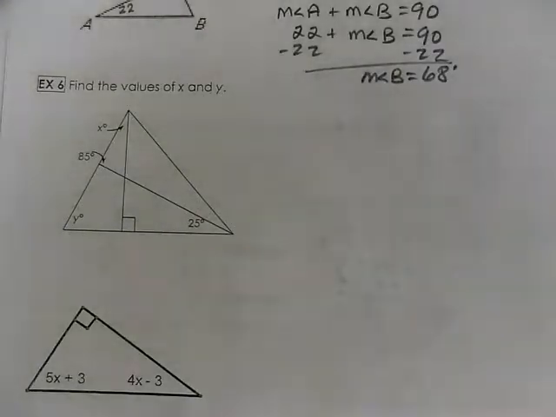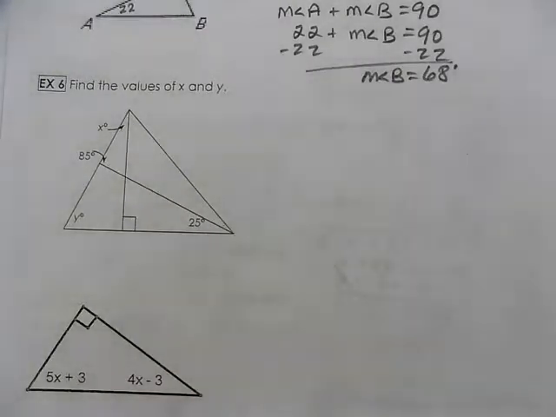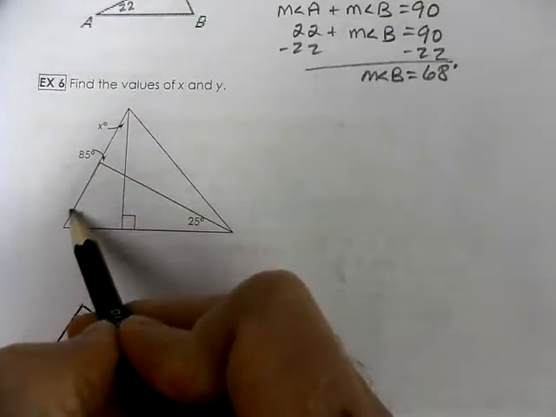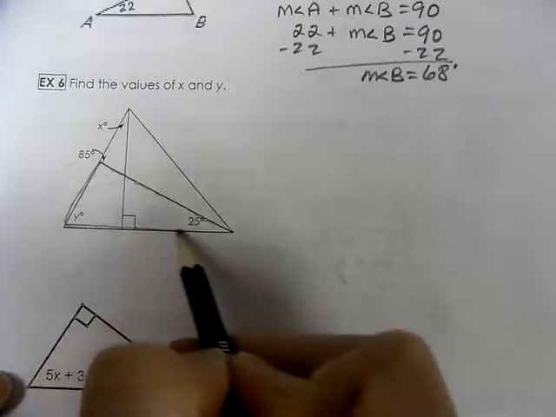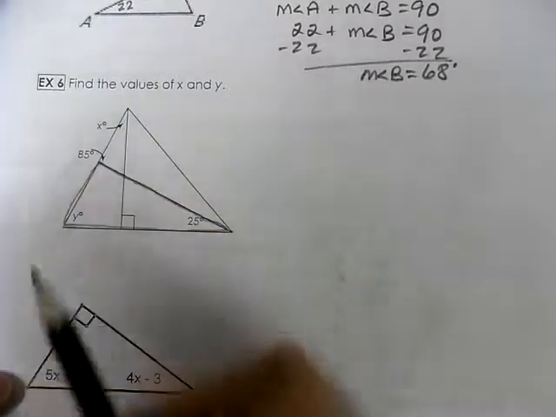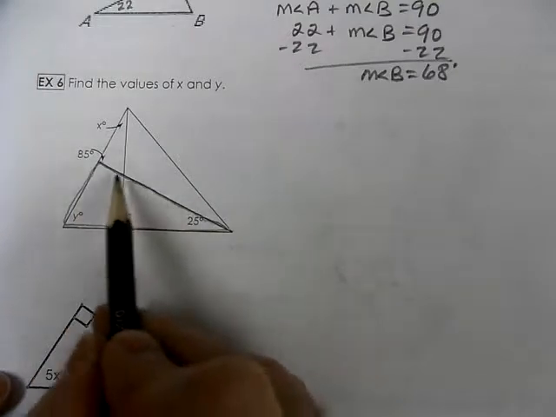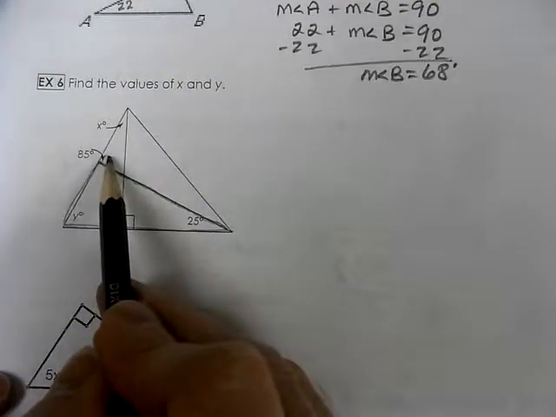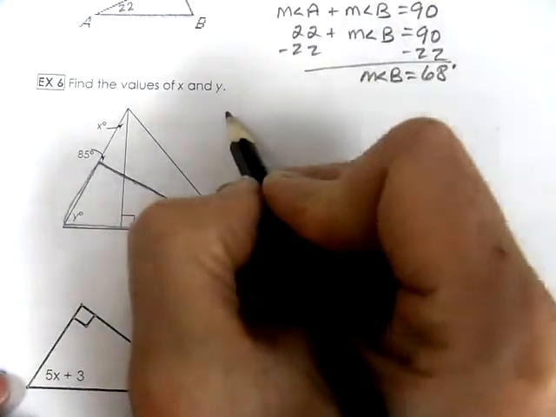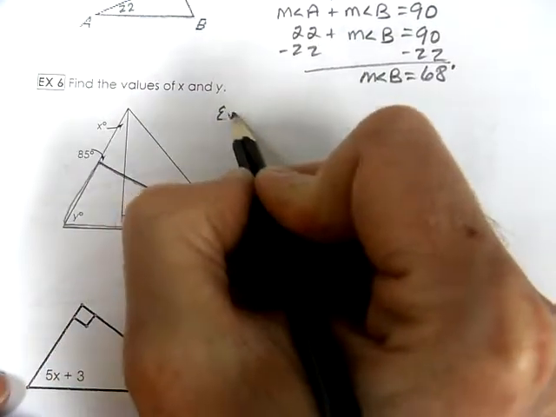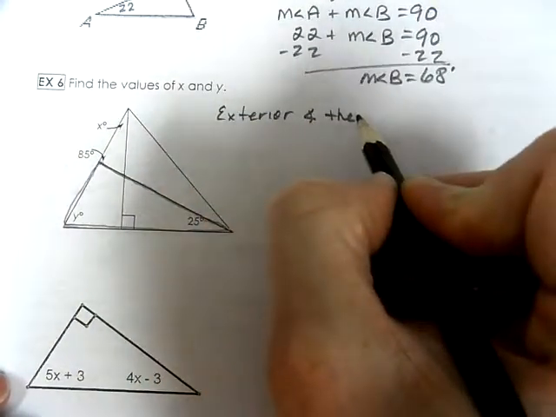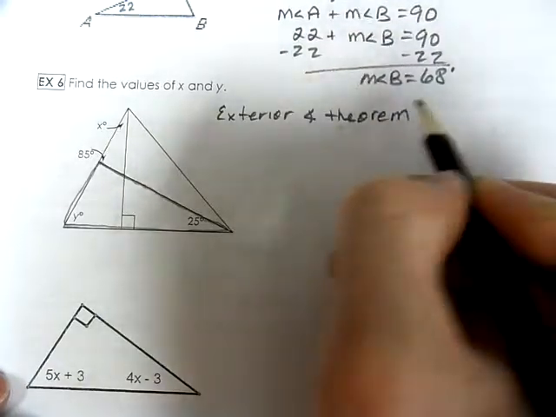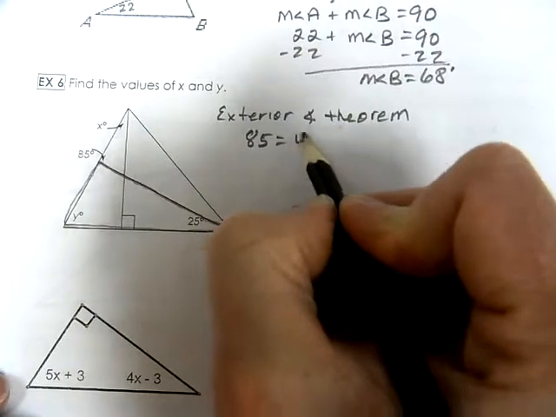Here's a tough one. You've got to look at this a couple of different ways. Here we see this big triangle. That bigger triangle here has an exterior angle of 85, and it's going to equal the y and the 25. We call that the exterior angle theorem. That's what we learned earlier today.